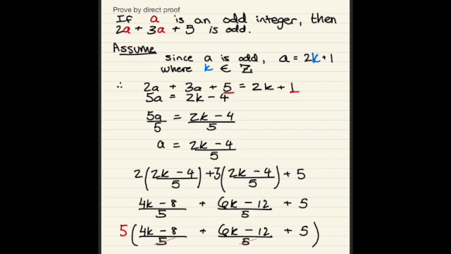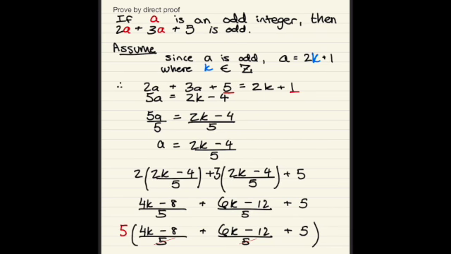We divide by 5 on both sides, and we're left with a is equal to 2k minus 4 divided by 5. And if we take this value of a and plug it back into the original equation, we're left with 2 times 2k minus 4 all over 5 plus 3 times 2k minus 4 all over 5 plus 5. And if we evaluate this out, we're left with 4k minus 8 all divided by 5 over here, and 6k minus 12 all divided by 5, plus 5.